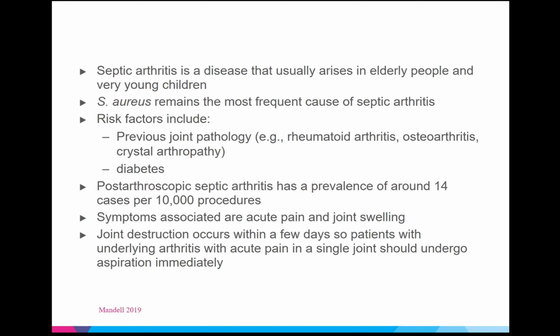Joint destruction is really important, and I think our orthopedic colleagues know this. And so they're so quick about bringing the patients to the OR for I&D and debridement, because joint destruction can really occur within a few days, right? So it's important to do this. And so if you see this, especially in patients with underlying arthritis who have acute pain of just a single joint, then they should really undergo aspiration immediately so you can diagnose them, right? Multiple joints is a little different. Mind you, they could have hematogenous spread in multiple joints, but a single joint should clue you in that it needs to be analyzed.